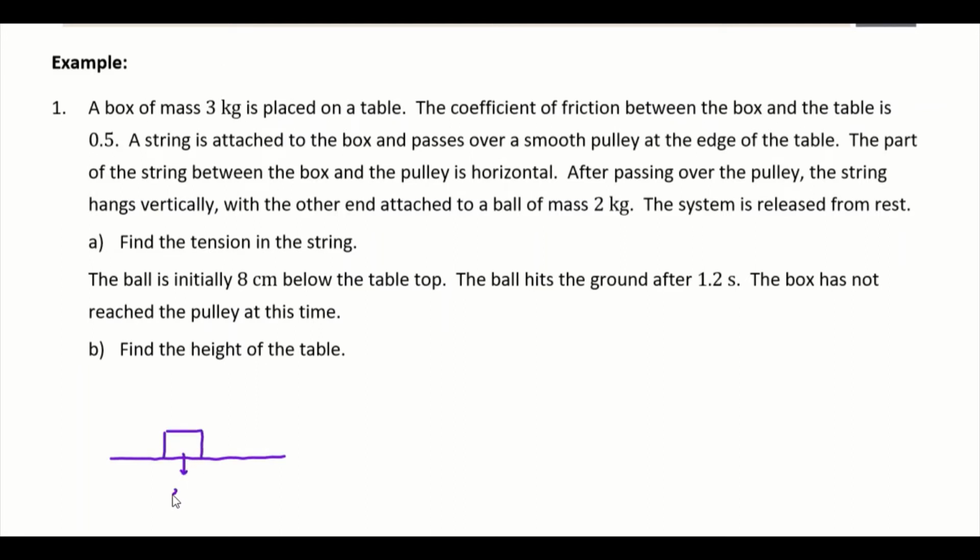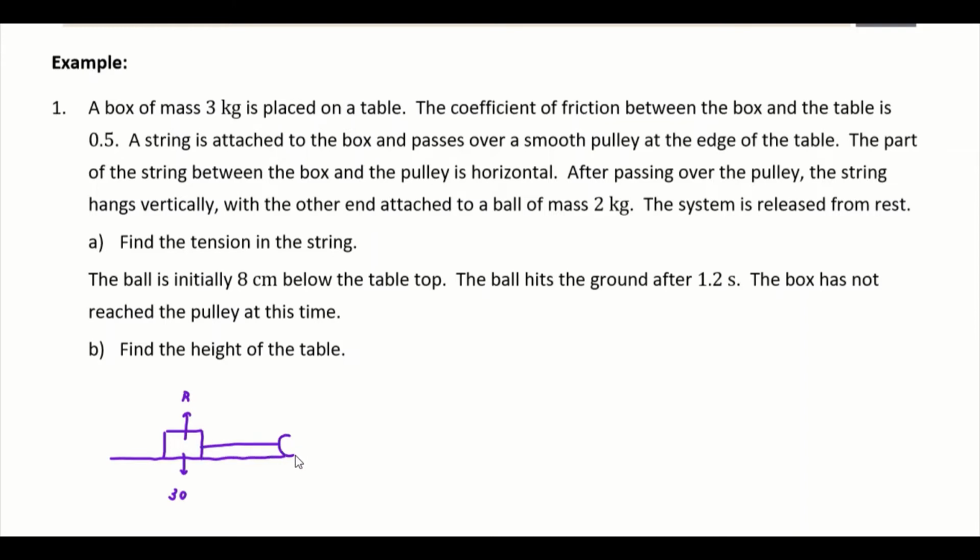So the weight here is 30 Newton. Okay, so we can try to write down the normal reaction here as well already. Okay, so the coefficient of friction between the box and the table is 0.5. So we know that this table is a rough one. So a string is attached to the box and passes over a smooth pulley. So there's a string here.